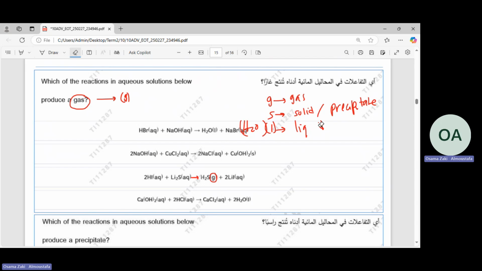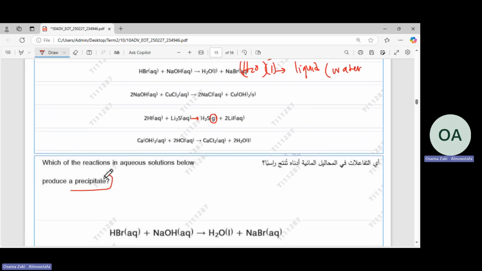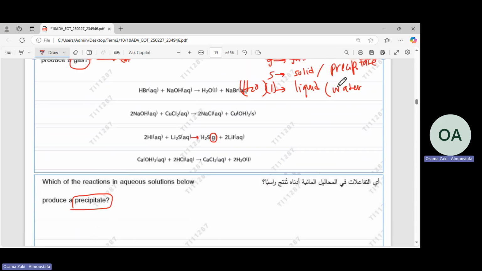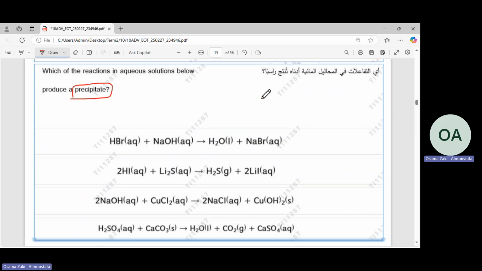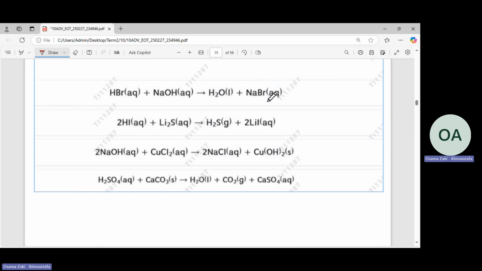Sorry, liquid, which is water. Okay, so this is the class. Which of the following produces precipitate? Precipitate, so we said here the precipitate is the solid. So where is the solid? No solid here. We have to look for the solid in the products, not in the reactant, by the way. This is to produce water, this is to produce gas, this is the solid. So this is the correct answer.